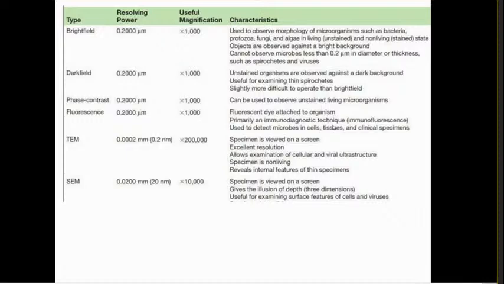Yeah, they mentioned the characteristics of microscopes. I'm going to explain the phase contrast and fluorescent microscope. In the phase contrast microscope, without staining, we can see the microbial cell structure and cell internal developments. Without staining, we can find the cell. That is the phase contrast microscope.